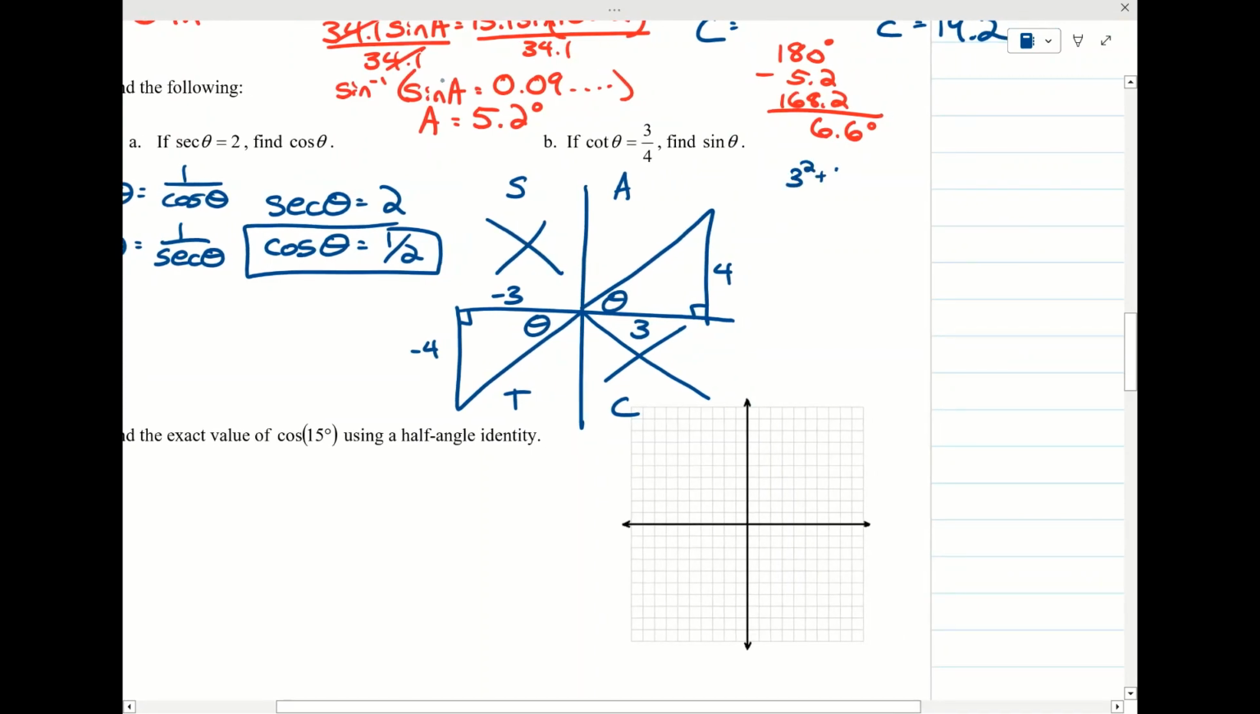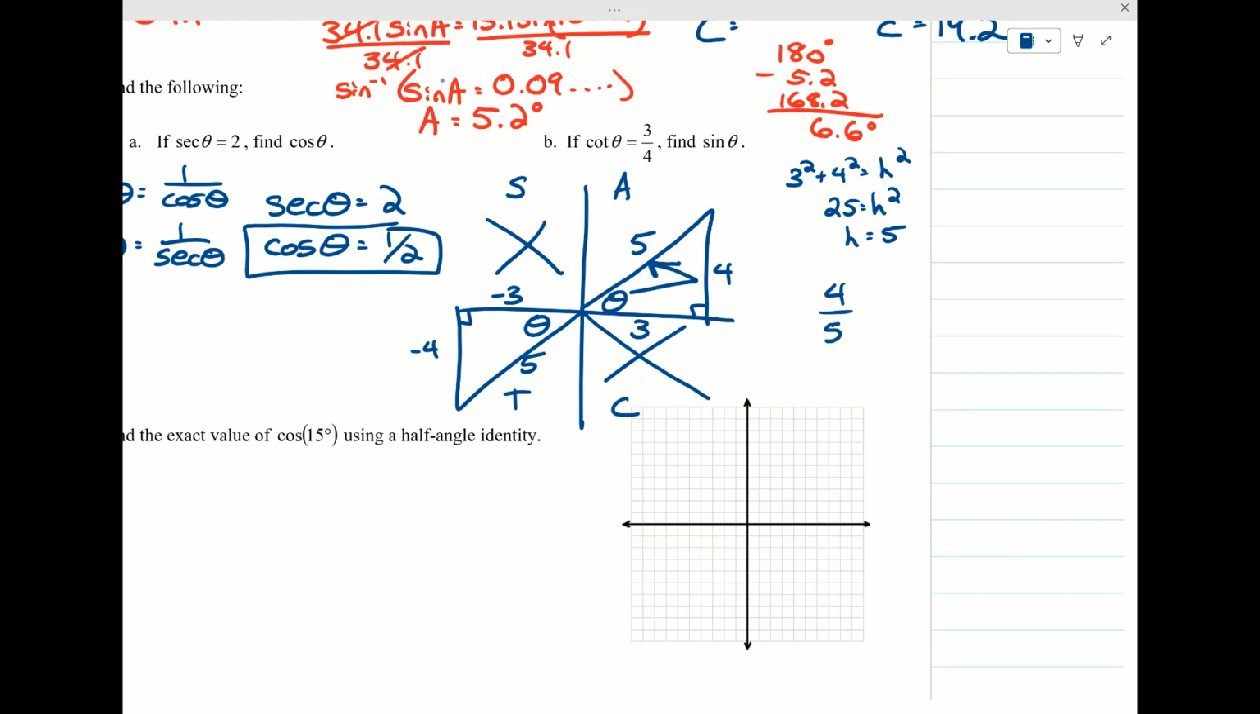So 3 squared plus 4 squared equals the hypotenuse squared. The hypotenuse is always positive. So it looks like the hypotenuse is 5. The question's asking you for sine. Well, sine would be opposite over hypotenuse, 4/5, and in the other quadrant, negative 4/5. I think that's an easier way to do it than using the Pythagorean identity, which gave us the same answer. But I think this is a little bit easier.